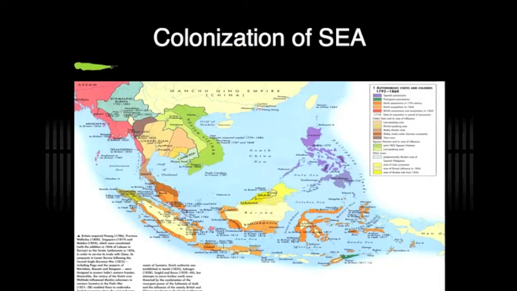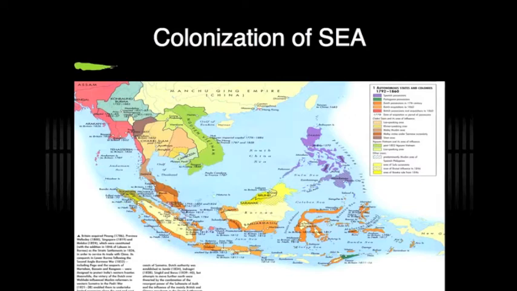During the colonization period, states of the region became important assets to the British, the Dutch, and the French. British Malaya, for instance, was the largest producer of tin and rubber in the world, while the Dutch Indies was the source of the Dutch's wealth. So this explains why, whenever you go to Europe and see all these countries that are so beautiful and wealthy, part of that wealth really came from their colonies.